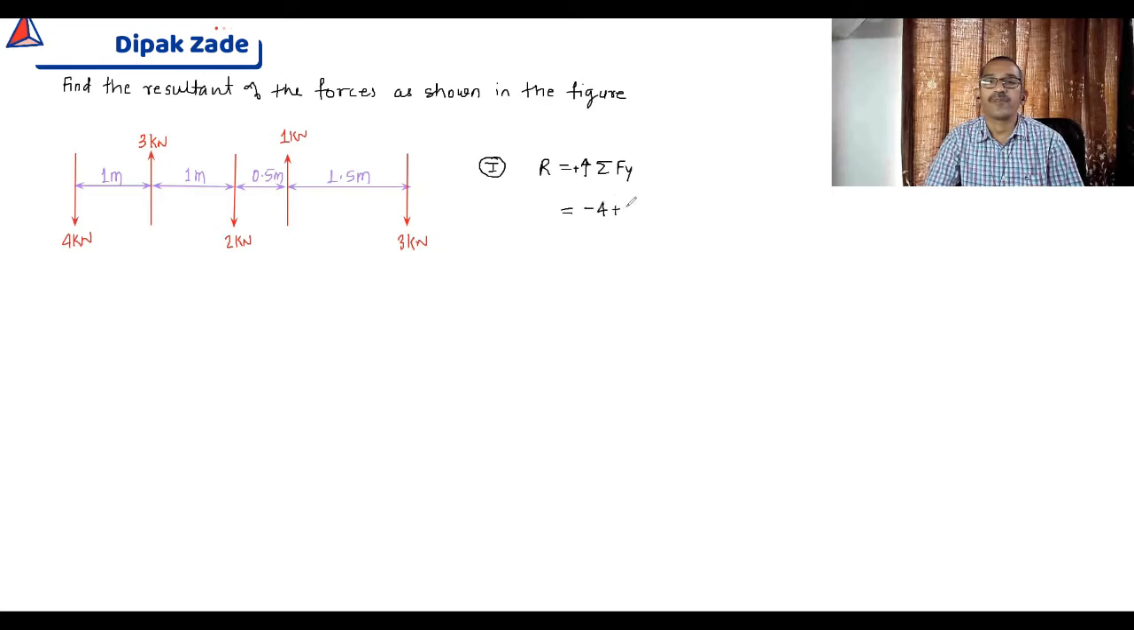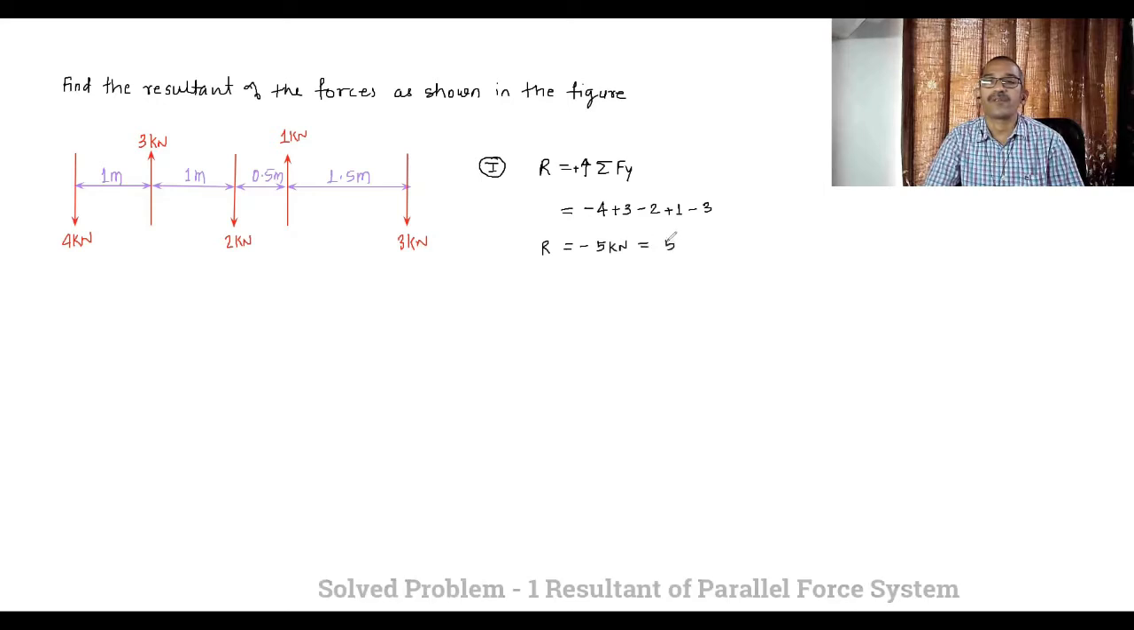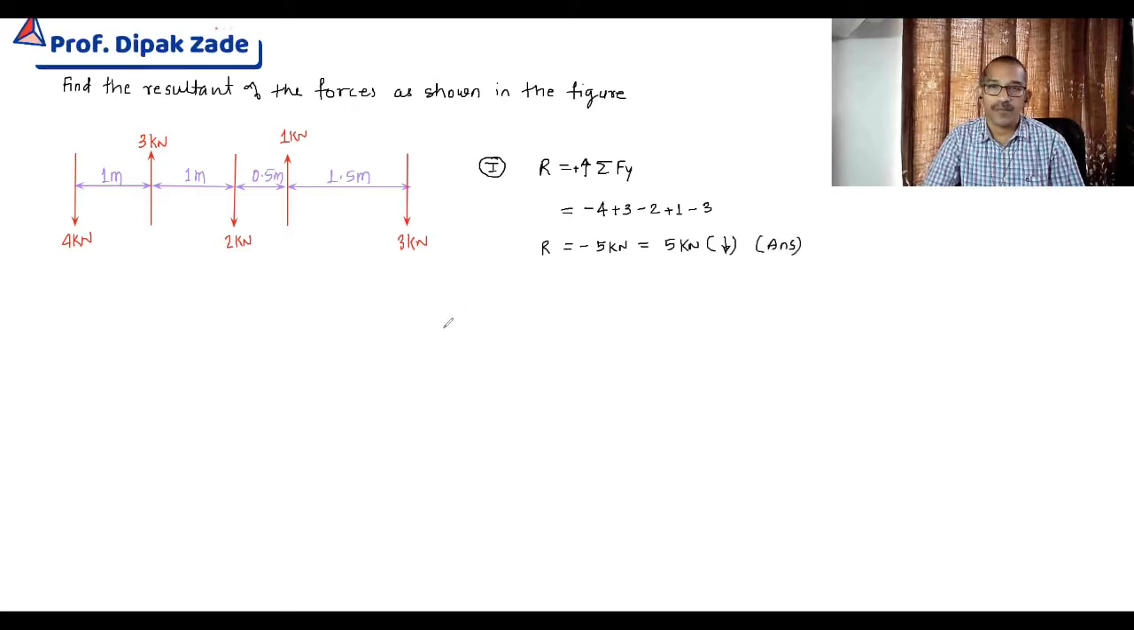The next one is what? Plus 3. Next force is minus 2. Next force is plus 1. Next force is downward, minus 3. Now if we add all these forces, the resultant comes out to be minus, and the magnitude is 5. As you are getting a negative sign, it represents that this 5 kilonewton resultant acts in downward direction. So this is our answer, where you get the magnitude and direction of the resultant.